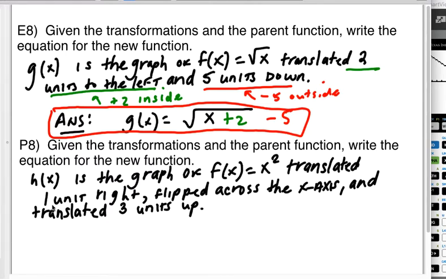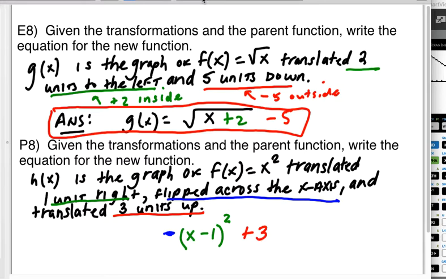Okay, so the first thing is 1 unit to the right is going to mean that on the inside, I should see an x minus 1, right? So that's what I get first, okay? The next piece of information is I'm supposed to flip it across the x-axis. Well, that's a vertical flip, so that's a negative on the outside, right? And then the last piece of information is I'm supposed to translate up 3. Well, that's a plus 3. So my answer ends up being h of x equals negative of the quantity x minus 1 squared plus 3. That's my answer.